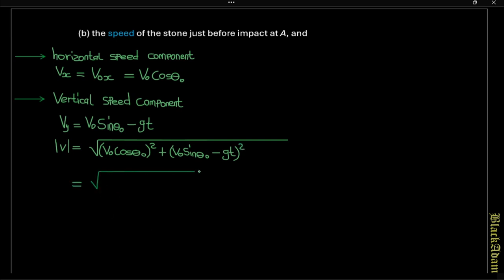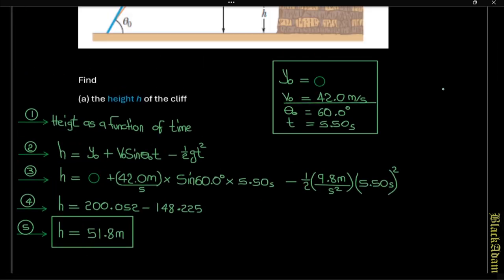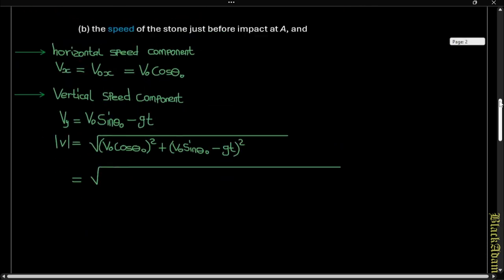And then from there we have to simplify further. We look at the values. We have a v initial there, and we have theta, the given angle, and then we also have the time that is given. That's it. So we fill in the information.